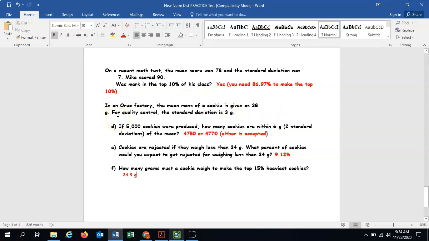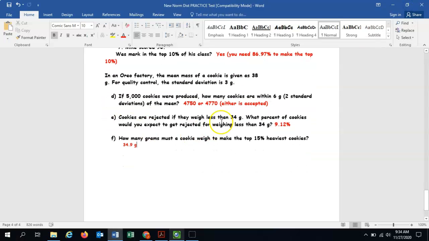All right, let's go to the last one here. So some Oreo cookies. We have a mean of 38. Standard deviation is 3. So here's our expected number question. 5,000 cookies were produced. So how many are within 2 standard deviations of the mean? So there's 2 different ways you could do this. If you base it off of the very first lesson that we did on this, we know that 2 standard deviations of the mean is about 95% of our data.